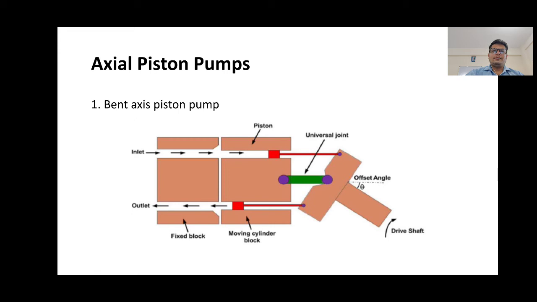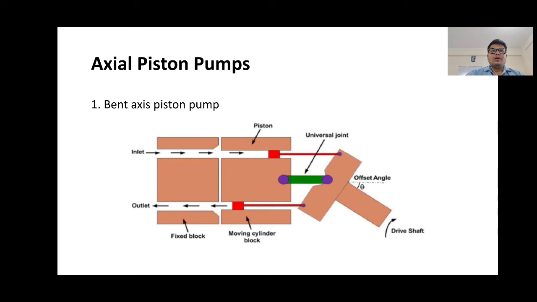So if we go through the first one, that is the bent axis piston pump, you can see the schematic diagram here in the figure. In these pumps, the reciprocating action of the piston is obtained by bending the axis of the cylinder block. You can see that it is offset by angle theta. The drive shaft is offset by an angle theta. The cylinder block rotates at an angle which is inclined to the drive shaft. The cylinder block is turned by the drive shaft through a universal link. In the figure you can see the green colored link is known as the universal link.